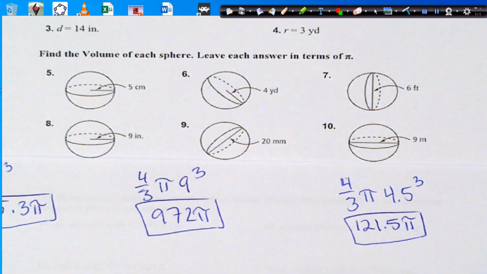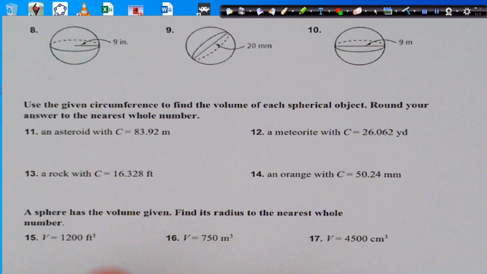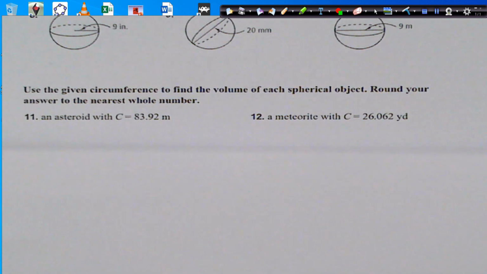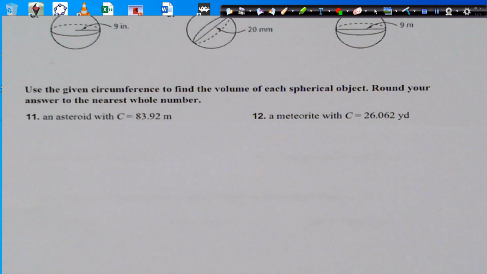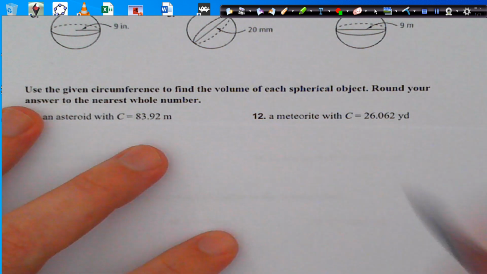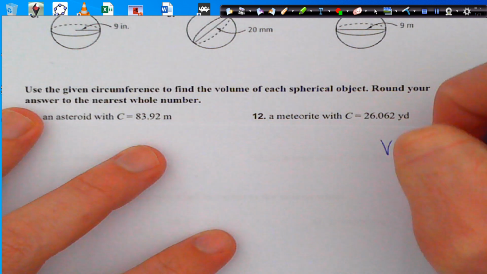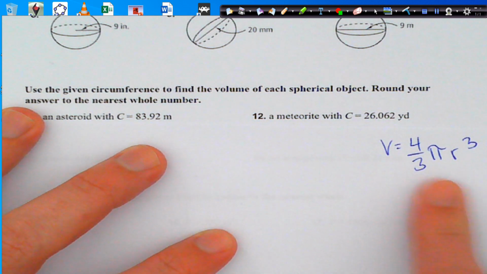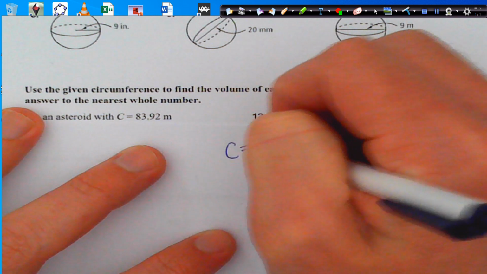Alright, halfway through the worksheet, actually over halfway. 11 through 12 I think are the more challenging ones. It says, given the circumference, find the volume. Well, to find the volume, we really just need the radius. As long as we have radius, we can solve. And circumference is just this.